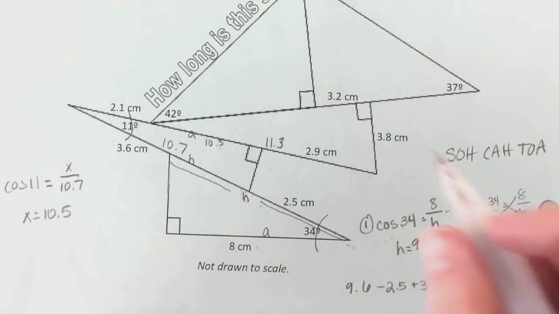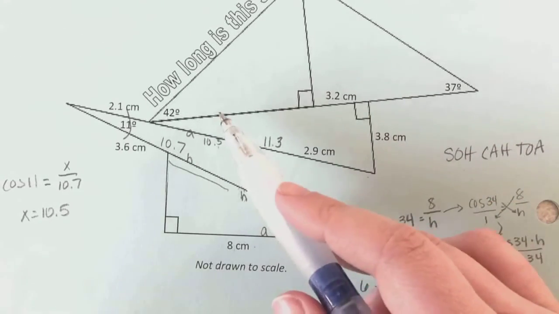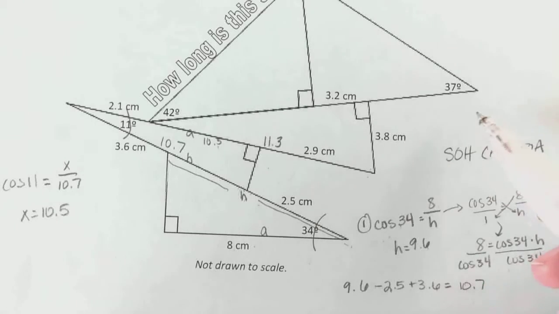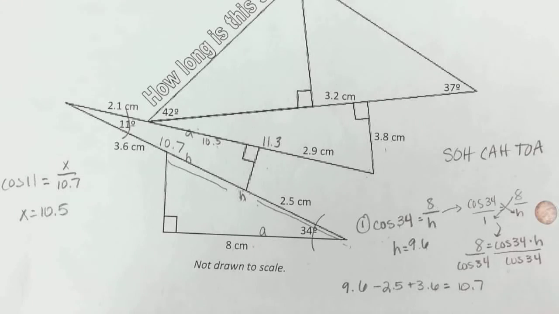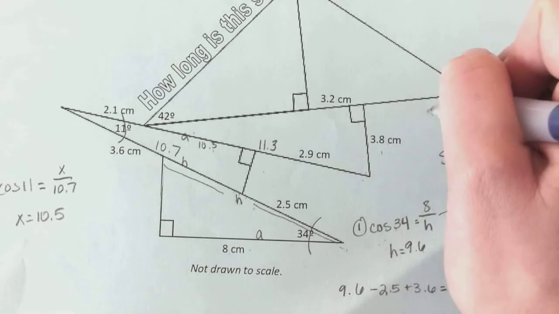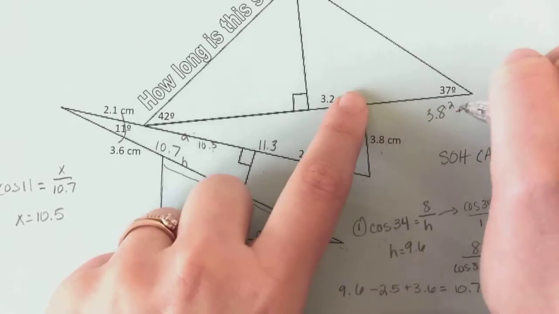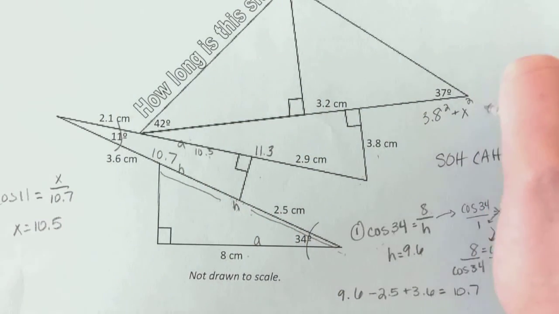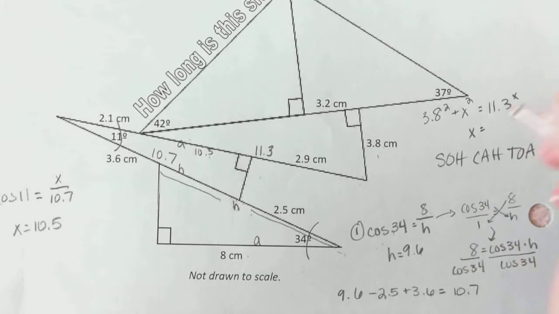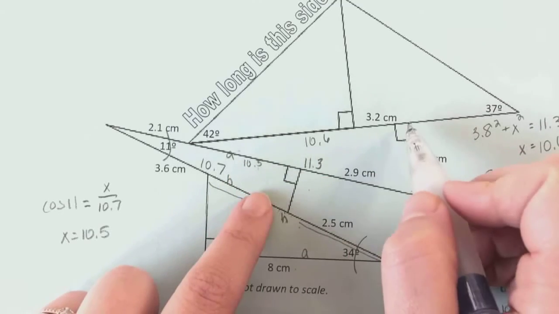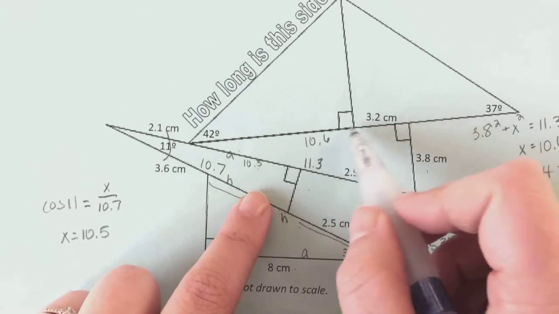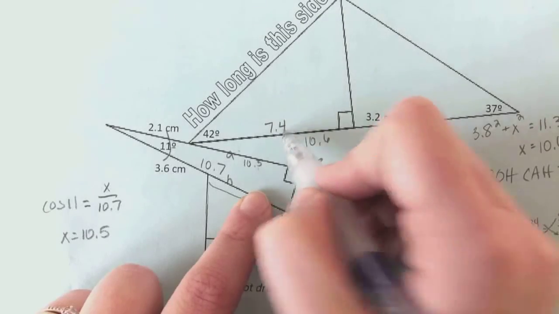Now in the next triangle, you might notice that we have the right angle, but we don't have any of the other angles. You could use SOHCAHTOA to solve for the angle measurement using the inverse, but since you have this side, you can also just use the Pythagorean theorem. So our 3.8 squared plus x squared equals 11.3 squared, where I'm solving for this leg. Once you throw that in your calculator, you should get x equals 10.6. So again, that's this leg of the triangle. I have to subtract the 3.2, and that leaves me with 7.4.